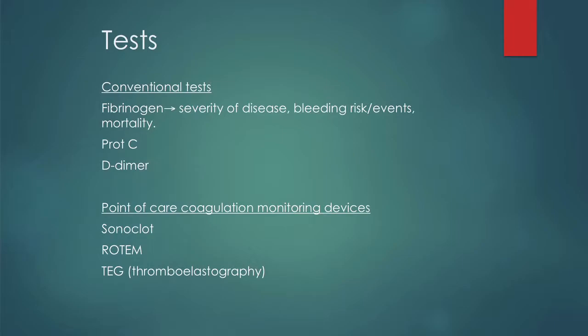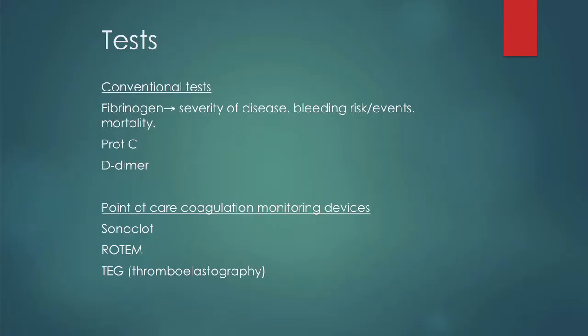So a normal fibrinogen is a reassuring thing, and it's been correlated with lower risk of bleeding in patients. Protein C has also been shown to be correlated with the risk of bleeding in these patients. The lower this is, the more bleeding these patients have.